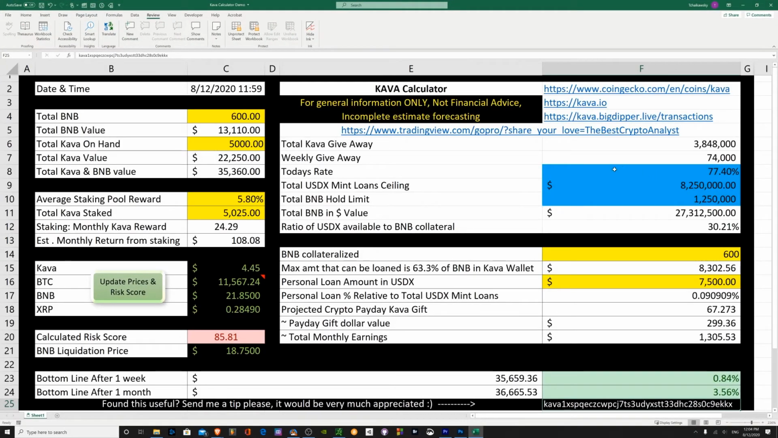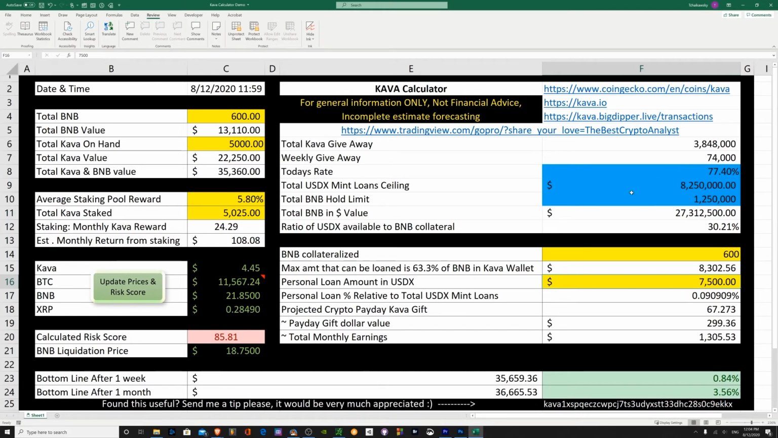So that's pretty much it in a nutshell. Let's say that in this example we have the 600 BNB collateralized and we can take out $8,302, but we chose to take out 7,500. Then we'll see a gift because there's a special promotion going right now, and that's what this section is all about, where they're giving away 3.8 million Kava this year over the next 50 weeks, and that totals 74,000 every week.